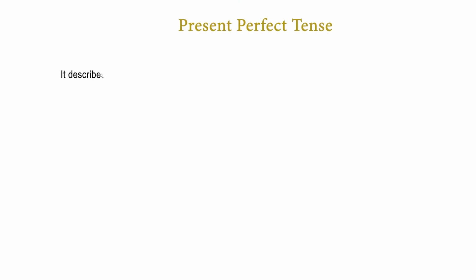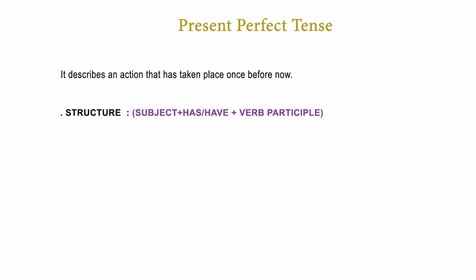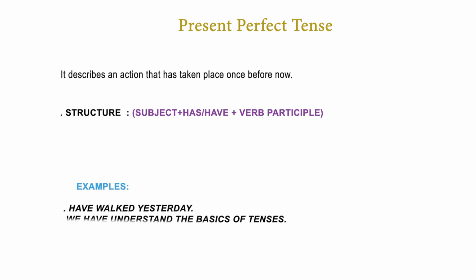Now next, present perfect. This tense describes an action that has taken place once before now. Structure: subject plus has or have plus verb participle. For example, I have walked yesterday. We have understood the basics of tenses. She has finished her homework.